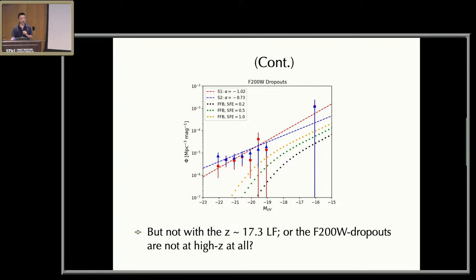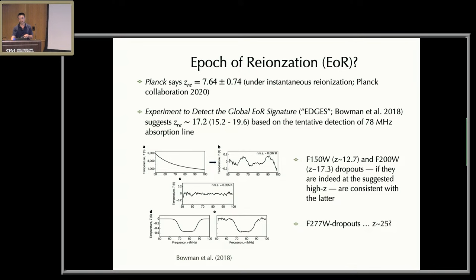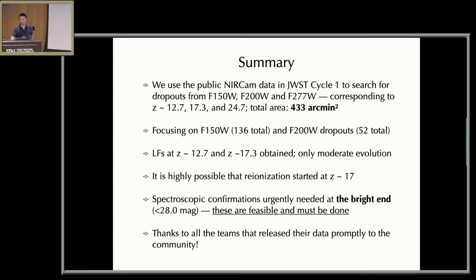But maybe they are not at very high redshifts. I'm running out of time, so I've just put up this slide here, reminding people that I think people now should be comfortable saying that reionization happened at around redshift of 17, because we do have those candidates there. And this is my summary slide. Thank you very much.